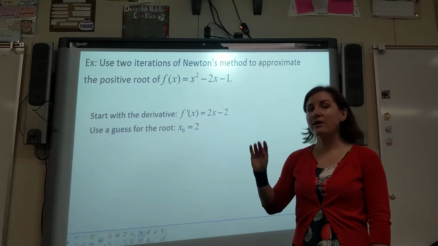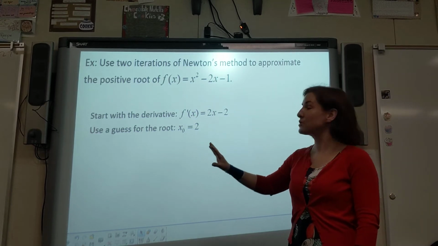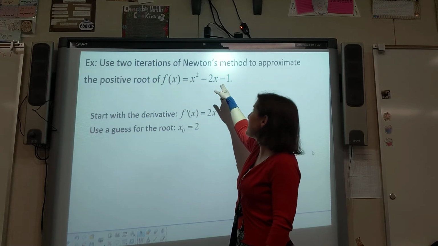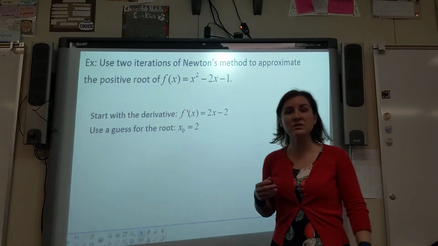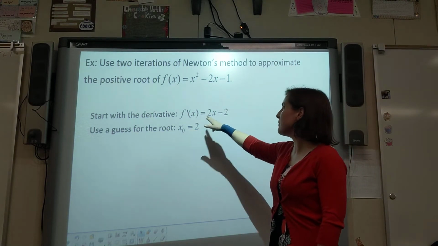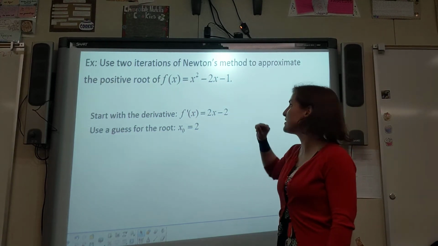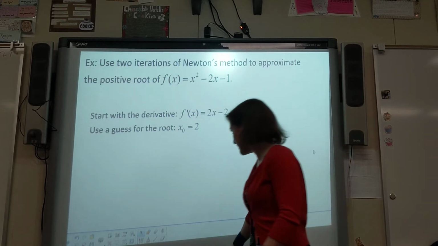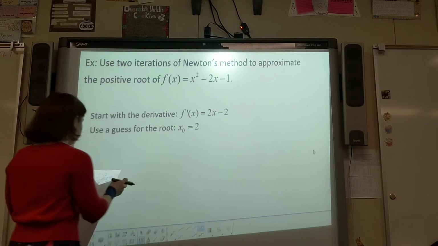Now, it actually doesn't matter if you start above or below what the actual root is. Looking at this, okay, if I plug in 2, I'm going to get negative 1. That's pretty close to 0. Let's start there. So I'm going to start with my x sub 0 is 2. My f prime is 2x minus 2. My f of x is x squared minus 2x minus 1. Those are the things I need to start. So let's work with this.